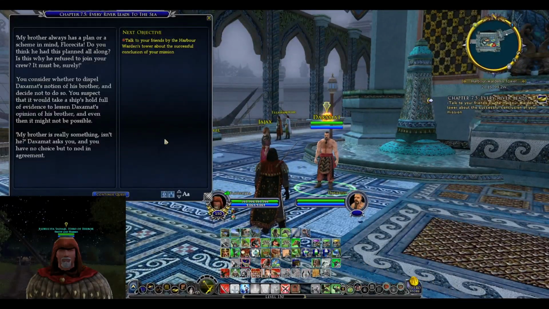Brother always has a plan or a scheme in mind. Do you think he had this planned all along? Is this why he refused to join your crew? It must be, surely. You consider whether to dispel Daxamac's notion of his brother and decide not to do so. You suspect that it would take a ship's hold full of evidence to lessen Daxamac's opinion of his brother, and even then it might not be possible. My brother is really something, isn't he? Daxamac asked you, and you had no choice but to nod in agreement.